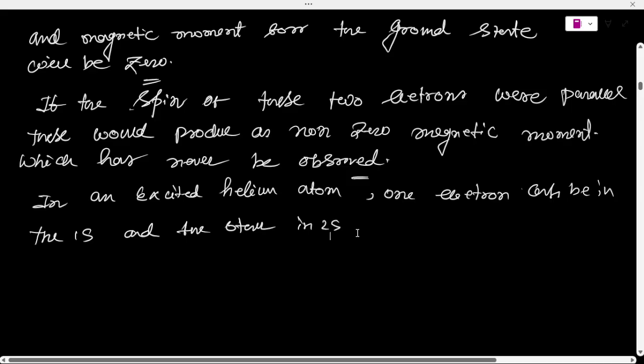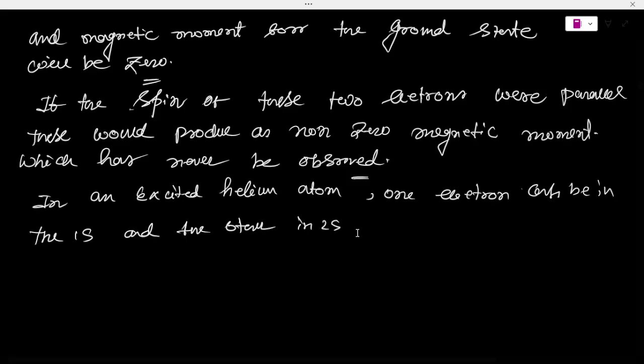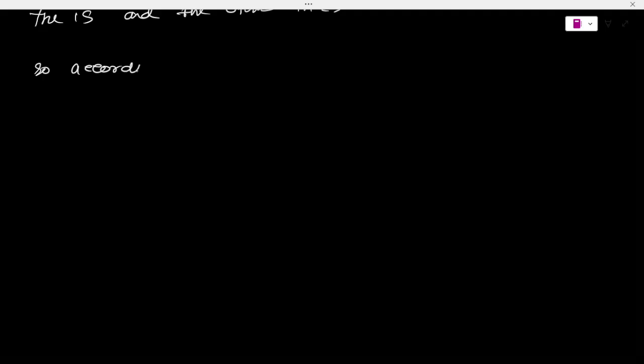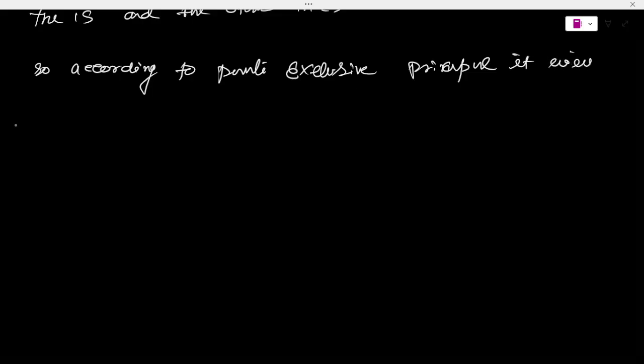So in this case, according to the Pauli exclusion principle, the spins of the two electrons can be parallel, which would give a non-zero magnetic moment, or anti-parallel, in which case the magnetic moment is zero.